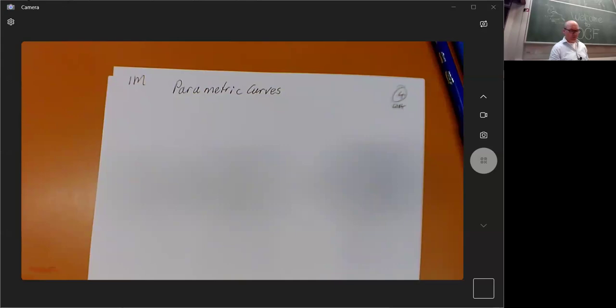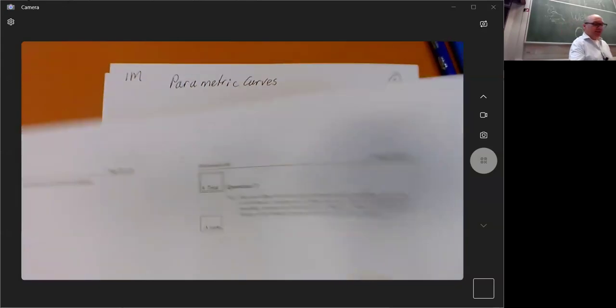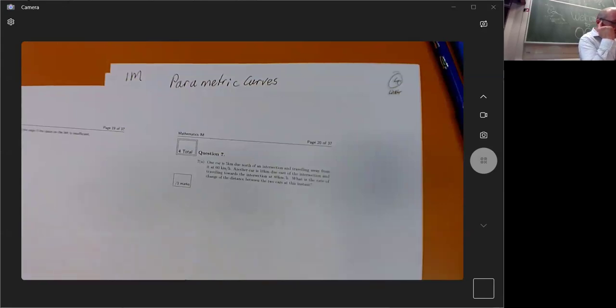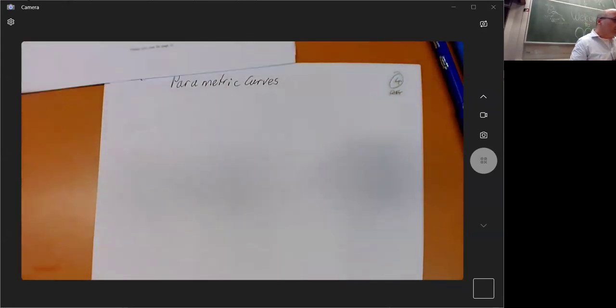This is an example, not strictly speaking parametric. One car is traveling due north of an intersection and traveling away at 60 kilometers an hour. Another car is 10 kilometers east of the intersection and traveling towards the intersection at 80 kilometers an hour. What is the rate of change? Find the Cartesian form.